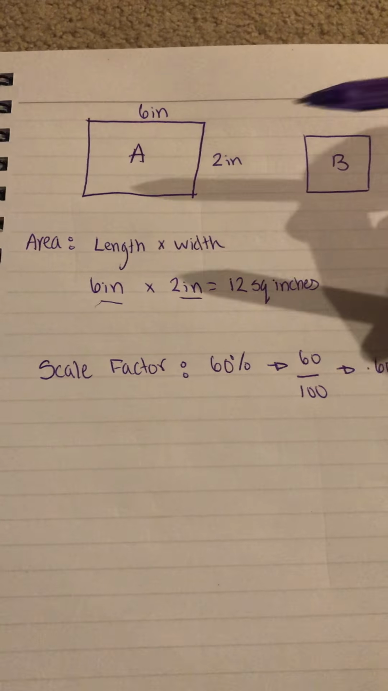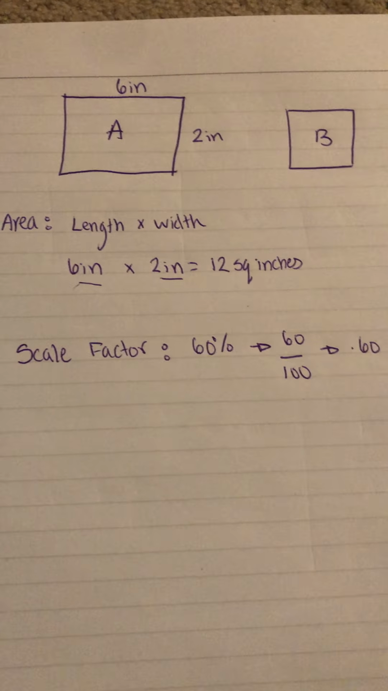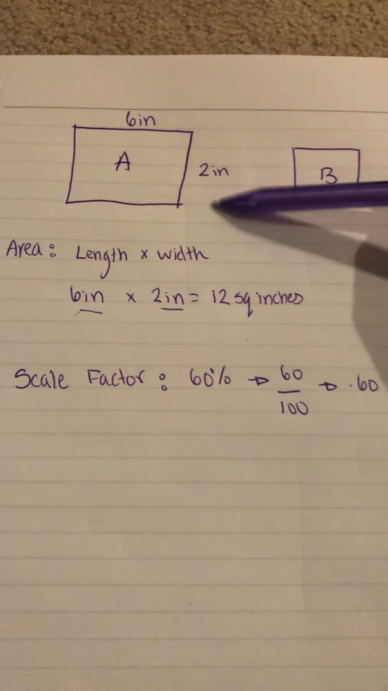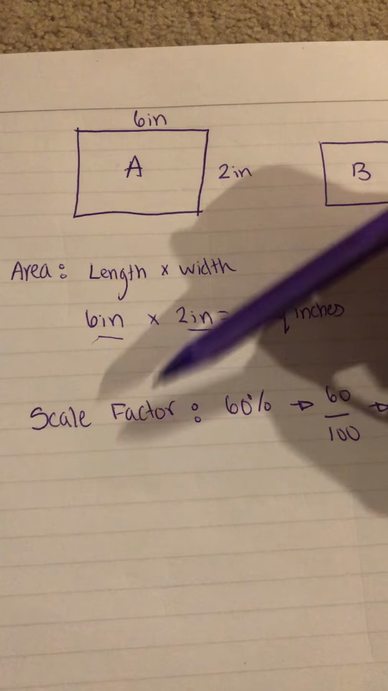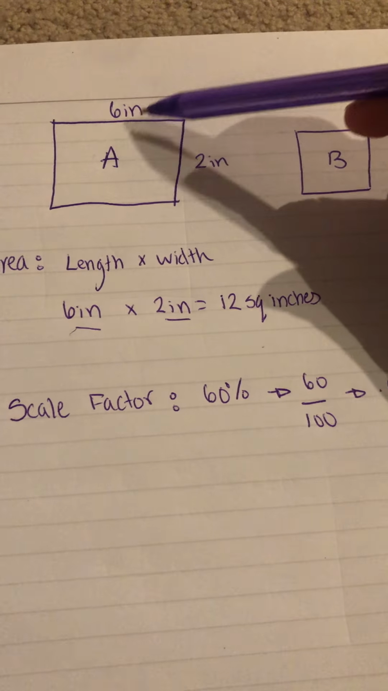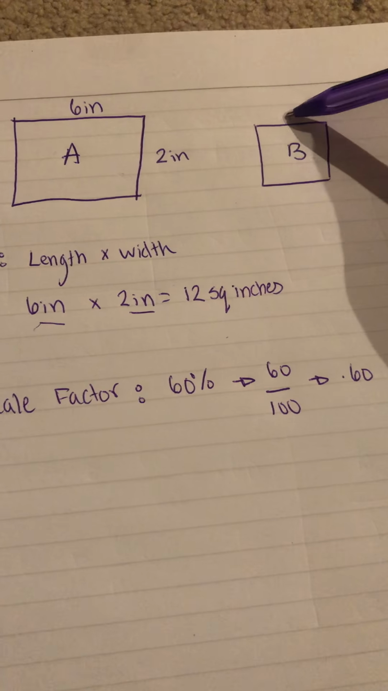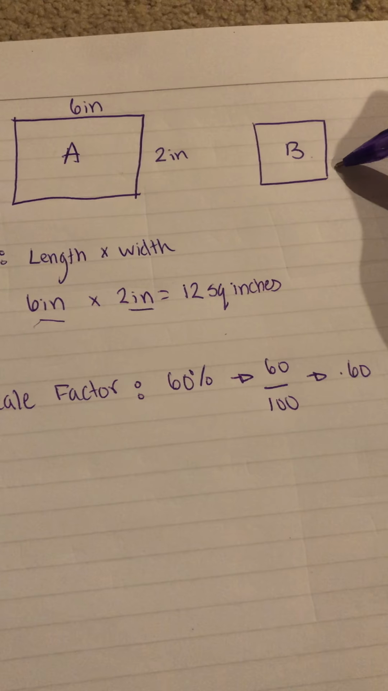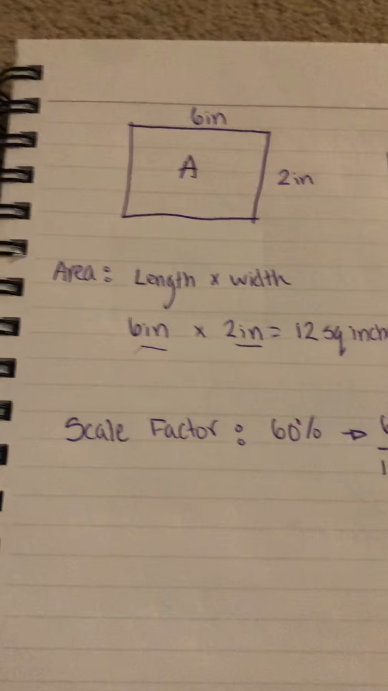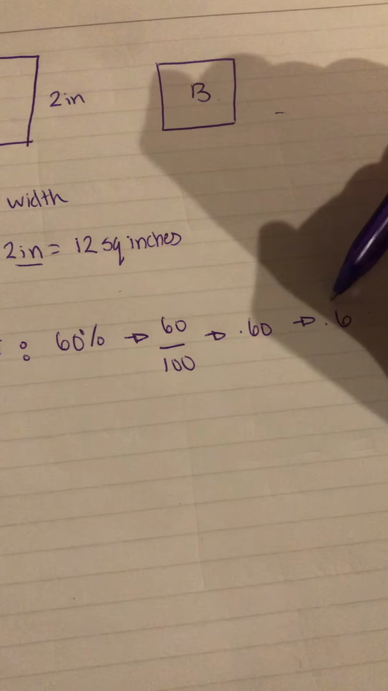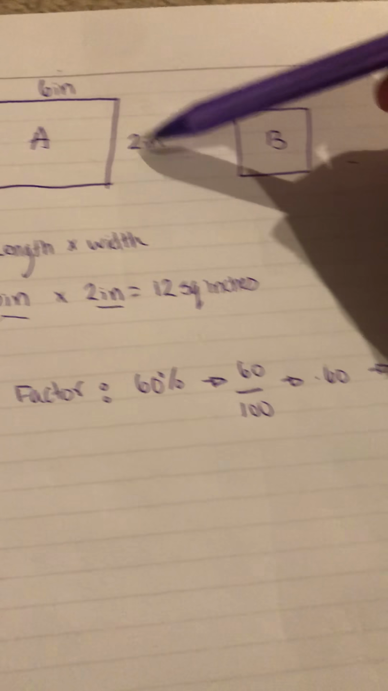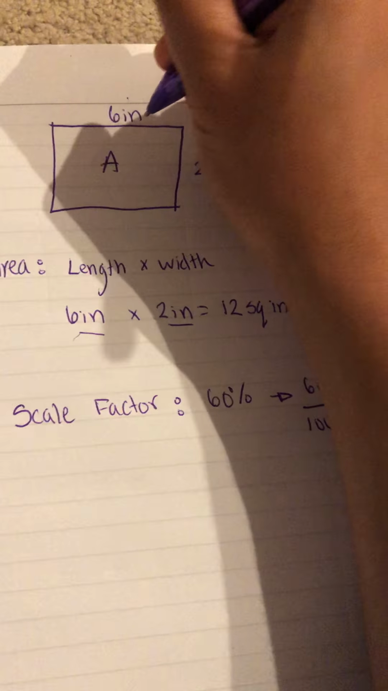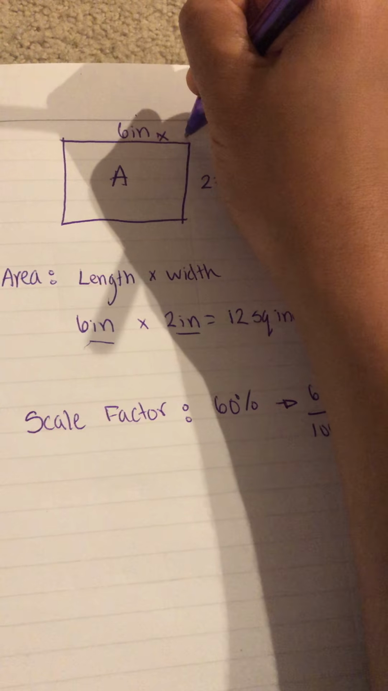The reason I'm having you take down notes is because you have a quiz tomorrow and it's open notes, so you would be able to use this. If the scale factor is 60% from A to B, the side lengths are getting smaller because it's less than 100%. All you need to do is find 60% of 6 inches and 60% of 2 inches. And to find a percent of a number, you just multiply.